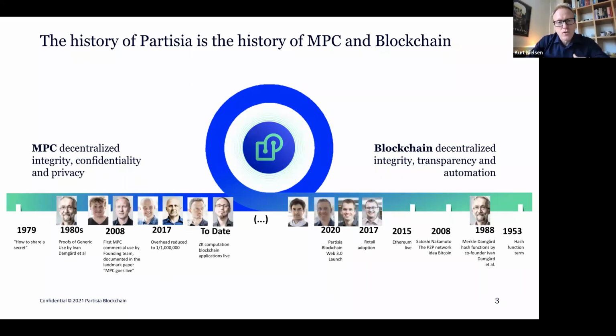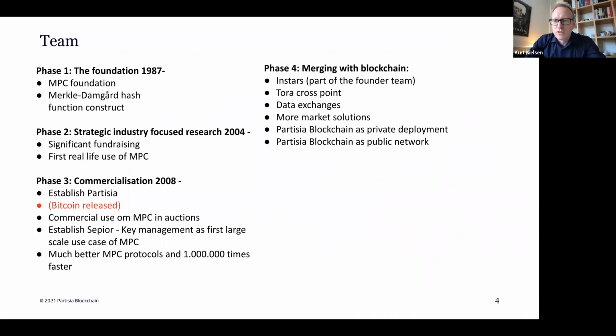So to add a little more flavor to that story, we can put it into four different phases. The first phase was the creation of the foundation, and then the second phase is fundraising for research, and also research that moves this out of the university and into real life use. That we started in 2004. This has been going on ever since. So it's more than 20 different projects that have been raised, around 100 million US dollars in total budget altogether. It's a significant effort, and it resulted in the first real life use of this technology in 2008.